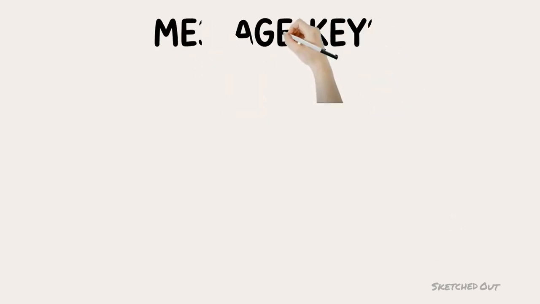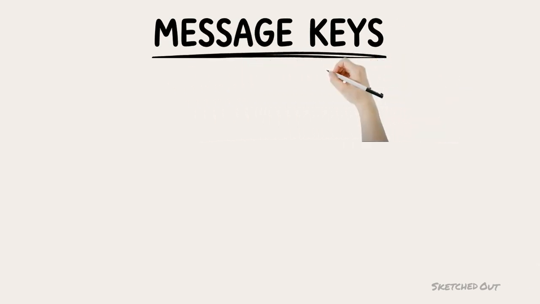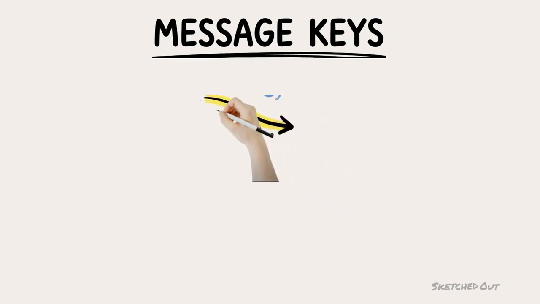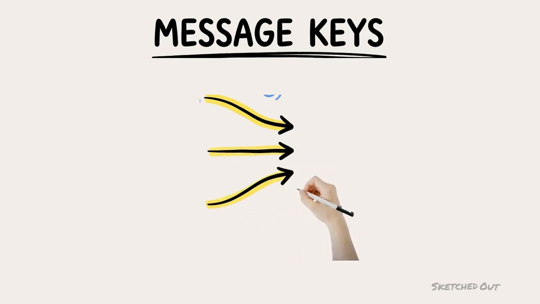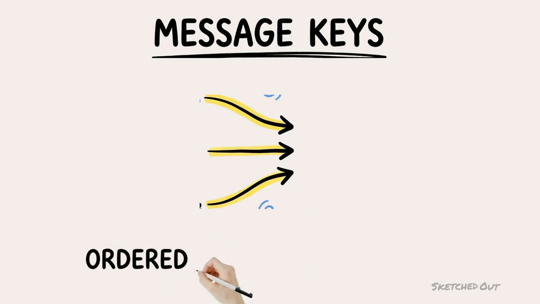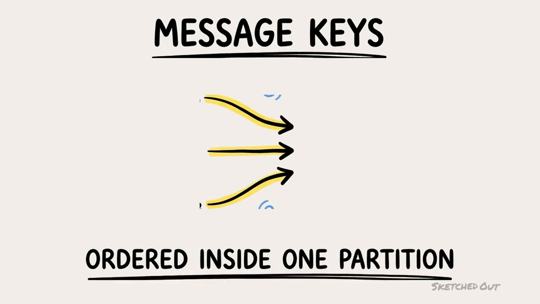If every event for order 42 uses the same key, Kafka hashes that key and always routes those events to the same partition. Same key, same partition, every time. Inside a single partition, Kafka preserves strict ordering. Events are read in the exact sequence they were written. That leads to the most important rule in Kafka ordering. Order is guaranteed within a partition, never across partitions.